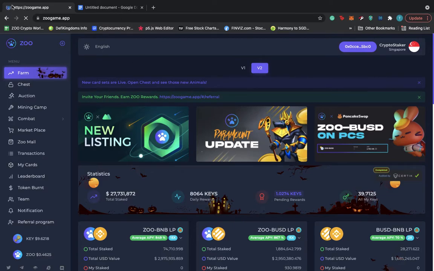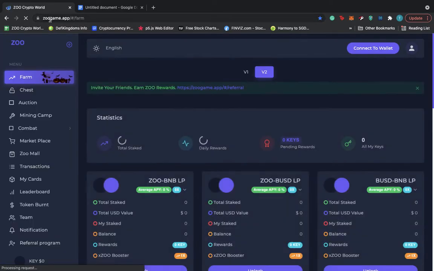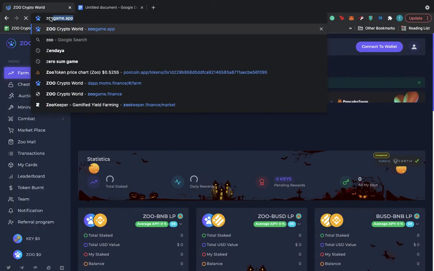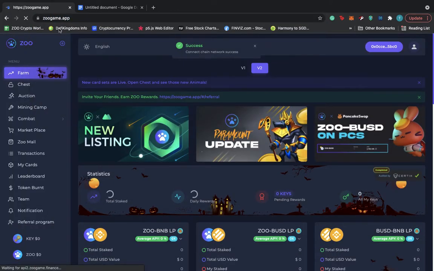I think at the start you can already see that Zoo game has two sites. This is the actual site, zoogame.app, and there's another site called debt.moms.finance, which I think is pretty good that they have a beta site, but that's beside the point. So anyways, I'm just going to talk about Zoo Game, right?